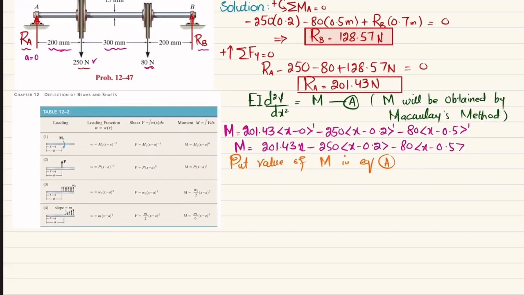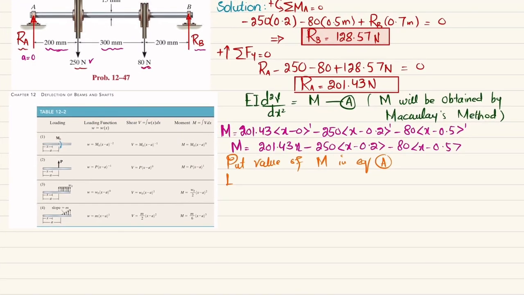So we will get EI d²V/dx² equal to 201.43x − 250⟨x − 0.2⟩ − 80⟨x − 0.5⟩. So we will integrate it.